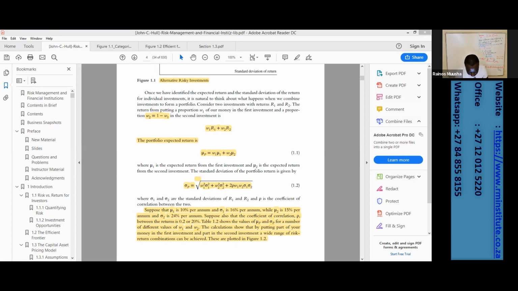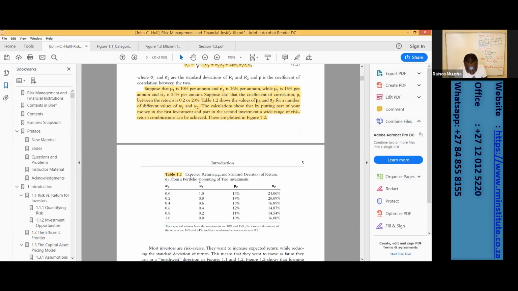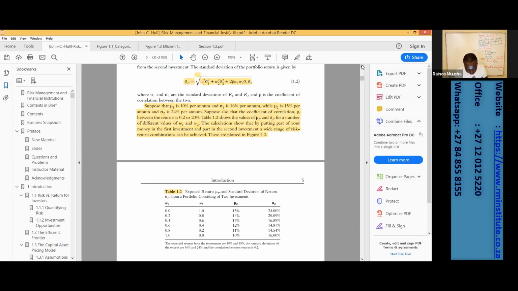So they give us table 1.2. Table 1.2 is what they're giving us here.